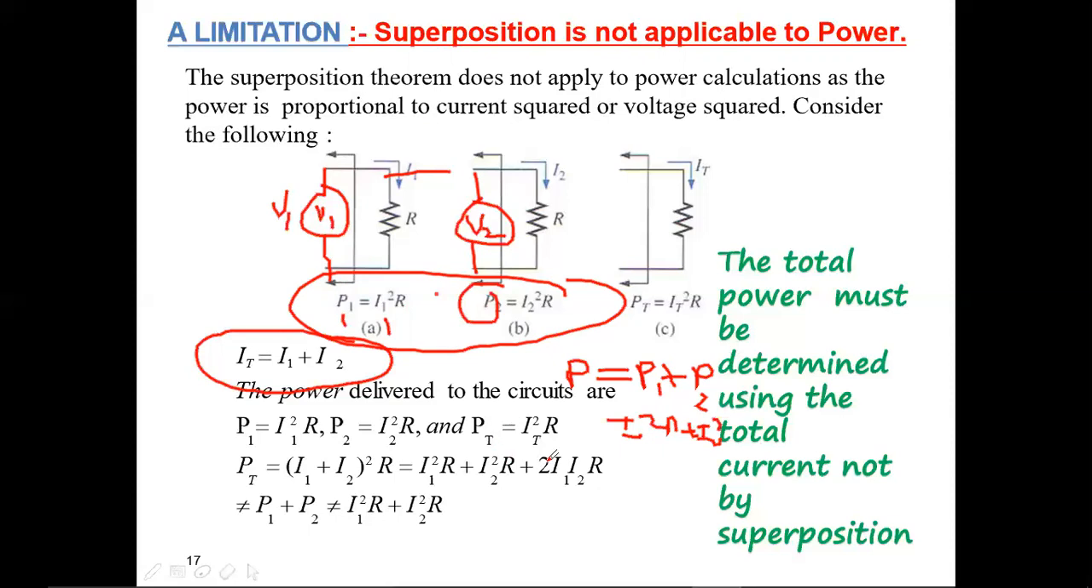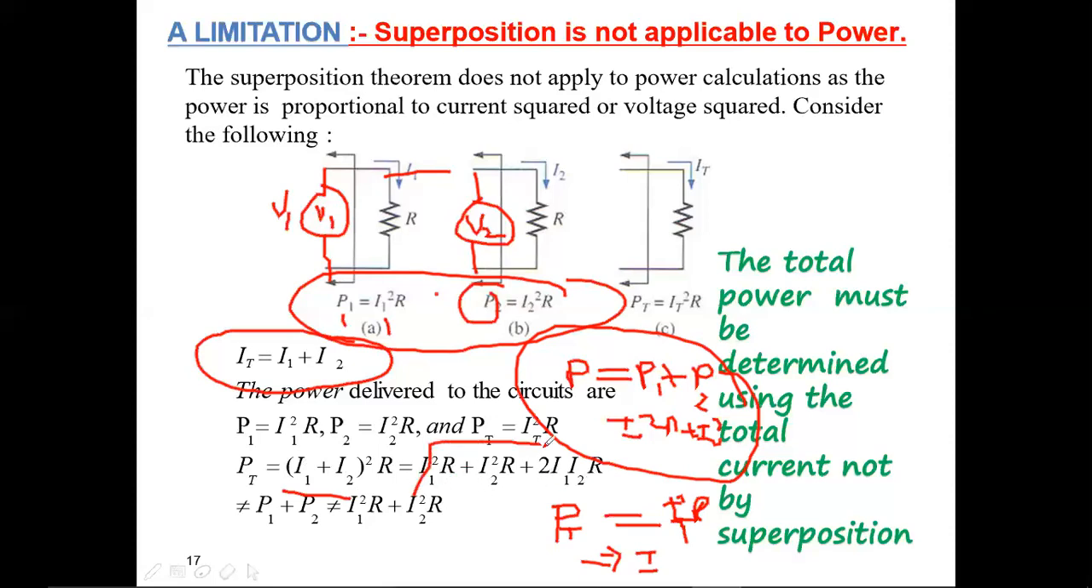But for the measurement of PT, it should be IT square R. This is one case, please keep it aside. PT equals IT square R. But what is the value of IT? IT is nothing but I1 plus I2, which is like (A plus B) whole square: I1 square plus I2 square plus 2 I1 I2, times R.